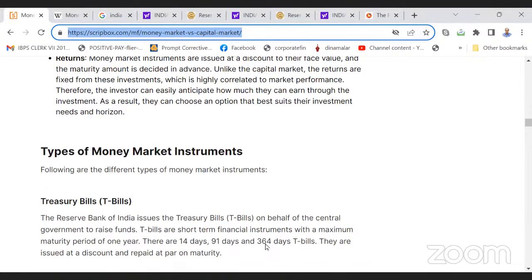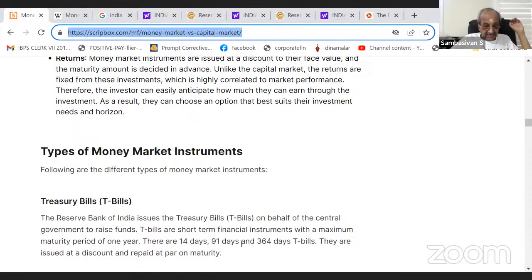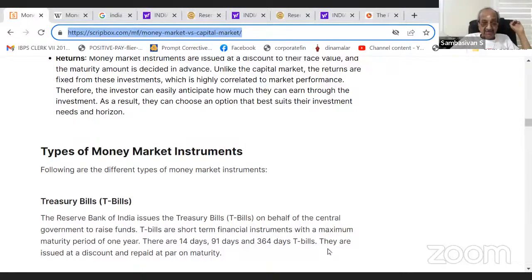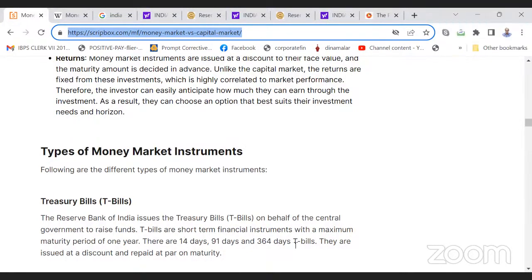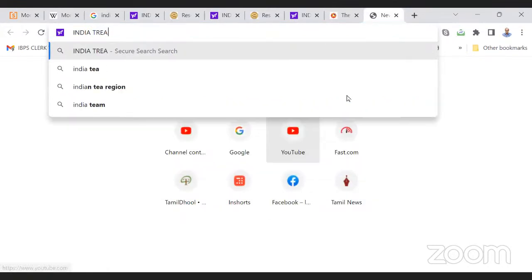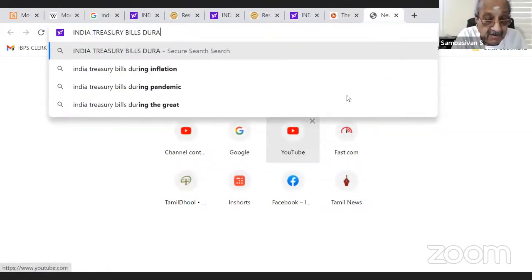Sir, is it correct? Yeah, this is correct. 364 days. Here, treasury bills, they give only for 364, not 365. So that is correct, sir. But in treasury bills, 91 days, 180 days, and 365 days, like that I read. Oh, maybe there can be a change, here it is given 14 days. Yeah, 182 days, sir. Oh, maybe there has been a change. One minute. India 91 days. India treasury bills duration.